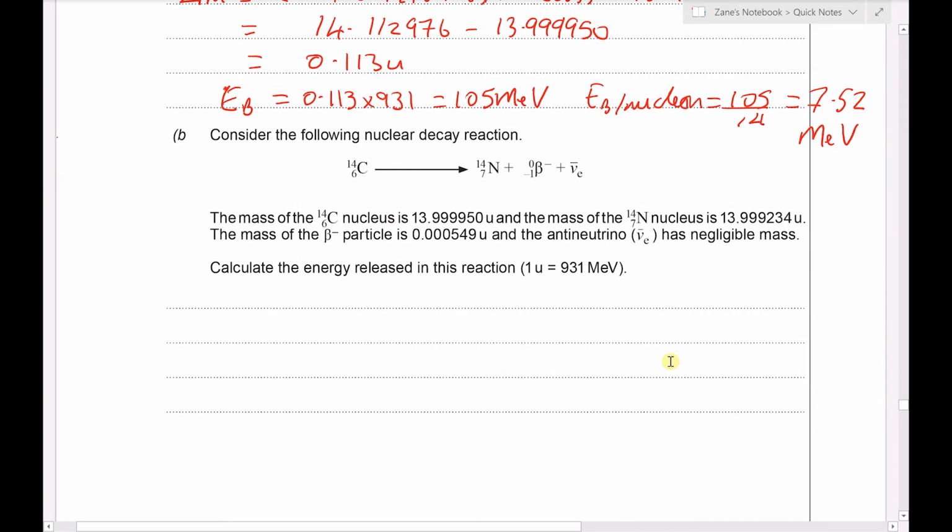Next, that carbon-14 decays by beta emission to nitrogen-14, a beta particle, an electron in other words, and an electron antineutrino. We're going to calculate the energy released in this reaction. So all we're going to do again is find the difference in mass between the left-hand side and the right-hand side. So it's 13.999950 minus the total here of 13.999234 for the nitrogen nucleus and 0.000549 U's for the beta particle.